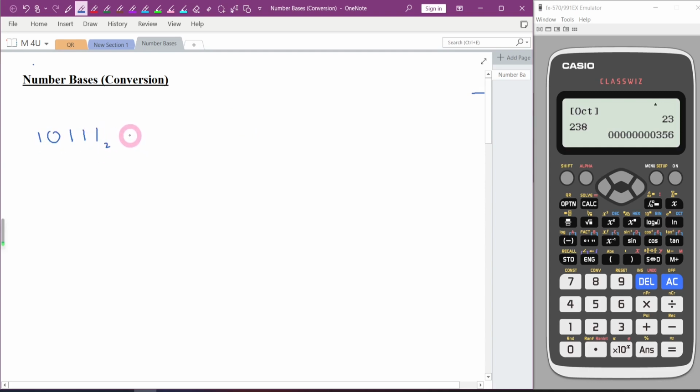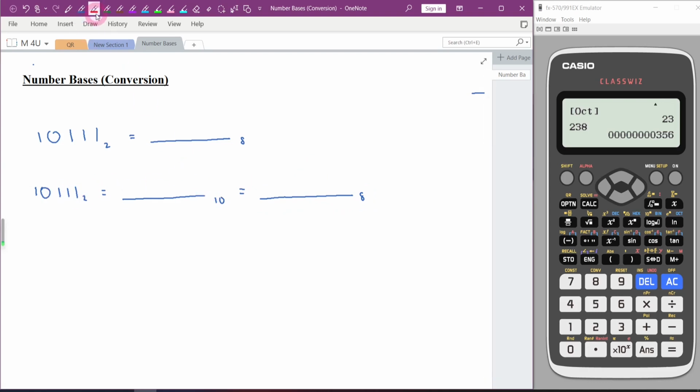10111 base 2. I want to convert it to a number in base 8. So what I'm going to do, I'm going to convert this 10111 base 2 to a number in base 10 first. This one I think you know, right? How do we do that? I showed just now. And then we convert it to base 8. This is the final answer that we are looking for. Okay, let me show again. How do we convert this to base 10? You can pause the video and try to do it on your own. I hope that you get the answer correctly.